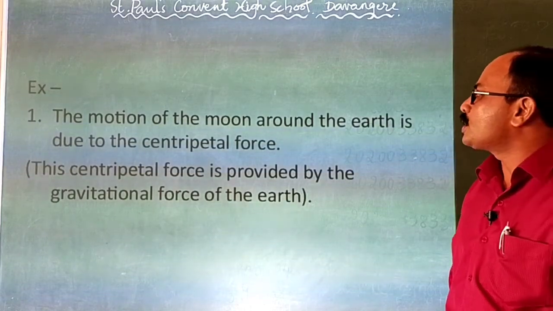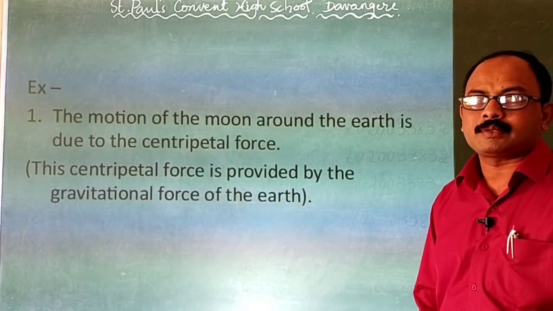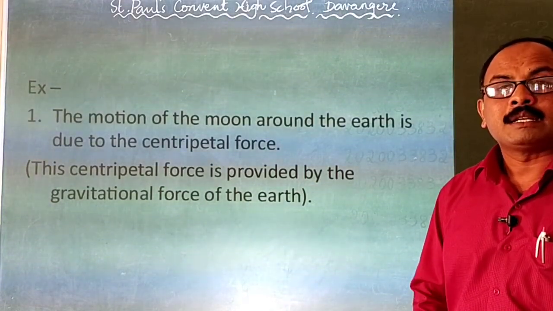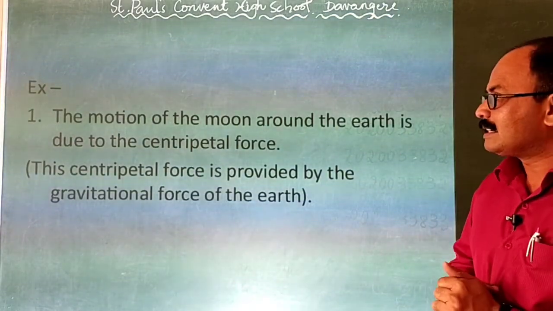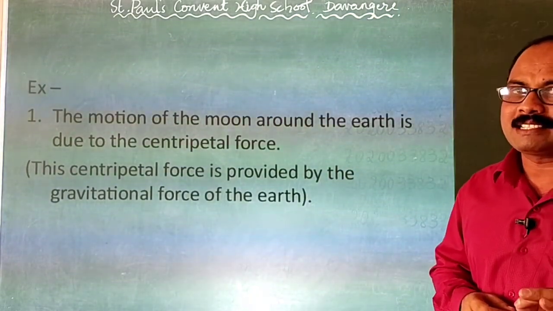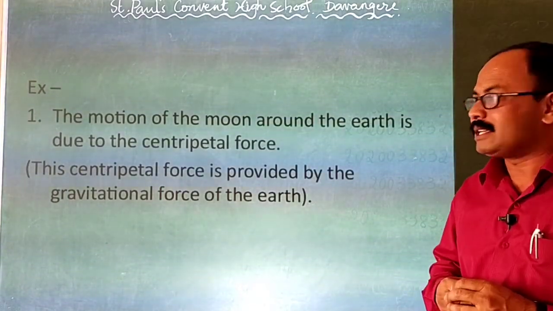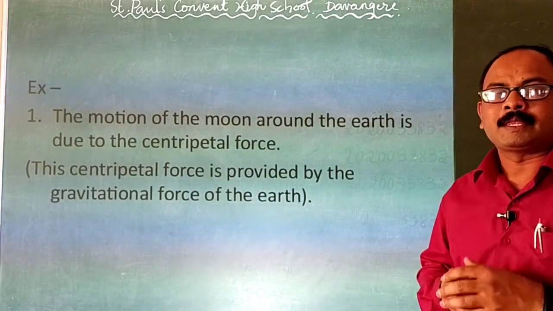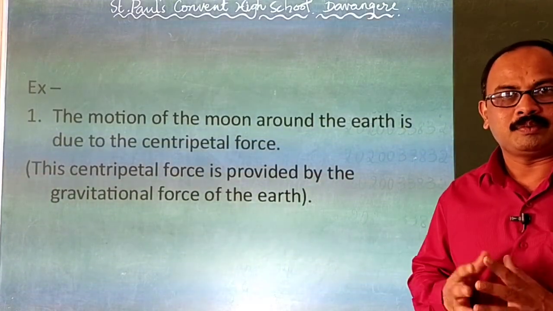Example: the motion of the moon around the earth is due to centripetal force. Whichever objects are in circular motion will have this force. The next important concept is the linking: this centripetal force is provided by the gravitational force of the earth, the force of attraction between the earth and the moon.